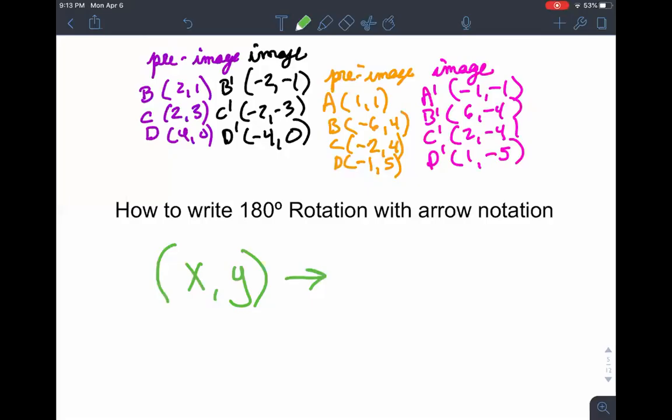All right, I'm pretty sure you figured this one out. If you look really closely, you're going to see that all that happened was that the original coordinates just changed their signs. So whatever x was, it became the opposite, or we could write that as negative x. Whatever the original y value was in the pre-image, in the image, it just became the opposite of that. So if we start with points x comma y, the arrow notation would be negative x and negative y, which just means the opposite of what the x was and the opposite of what the y was.